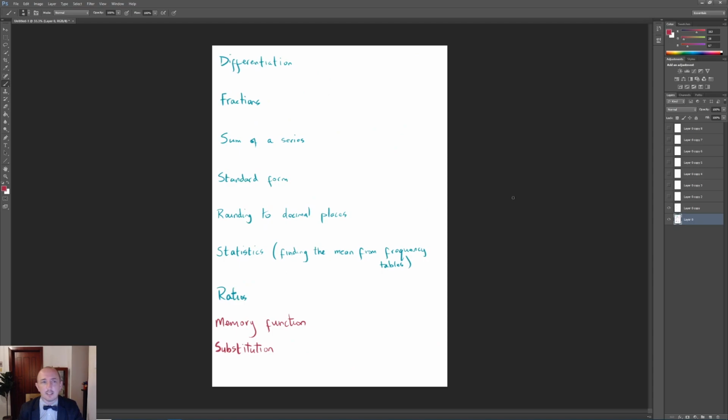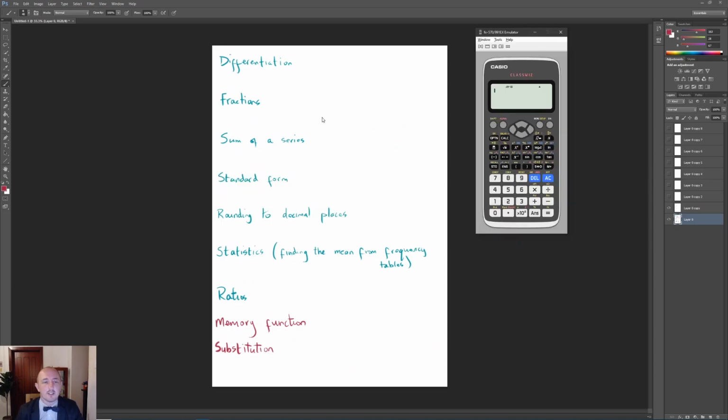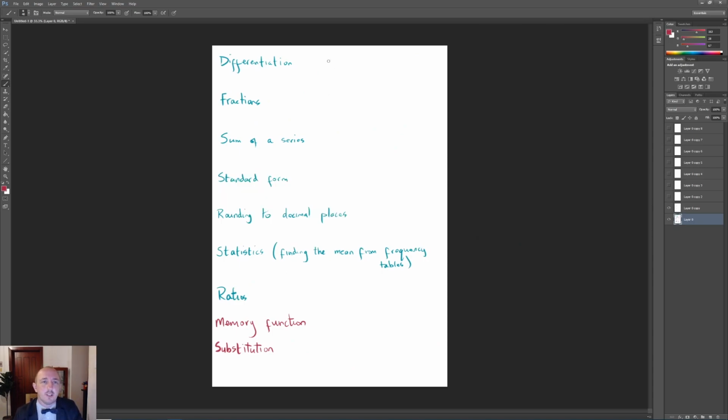Okay, next one, differentiation. So differentiation, you would usually have a function like y equals x cubed plus 2x squared plus 4x plus 1.